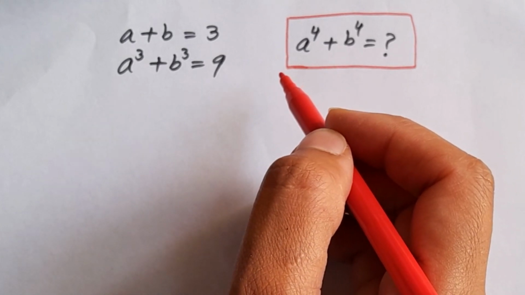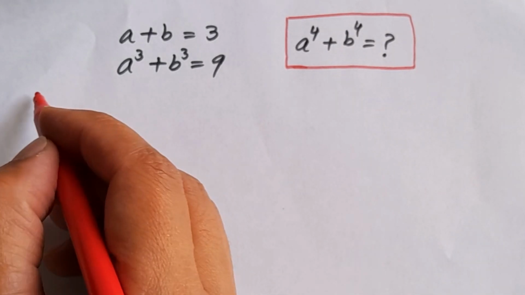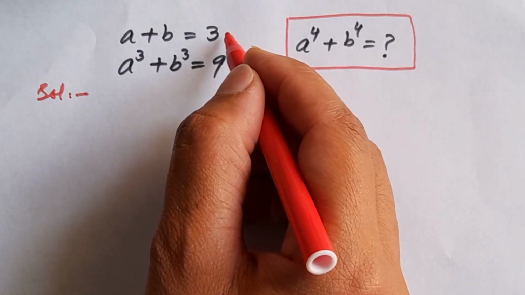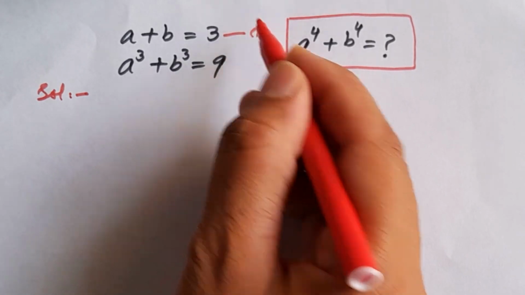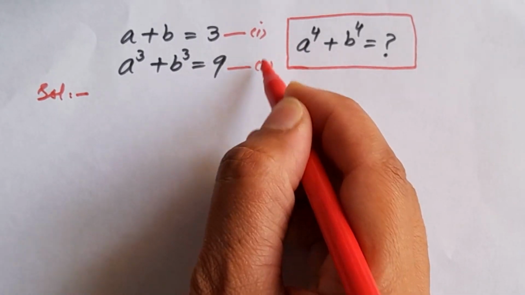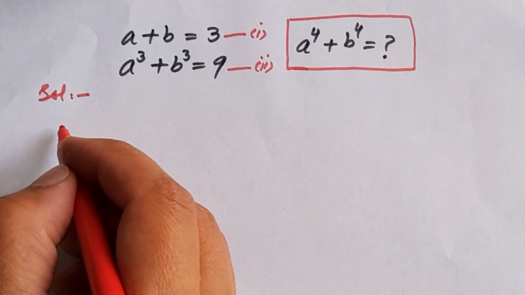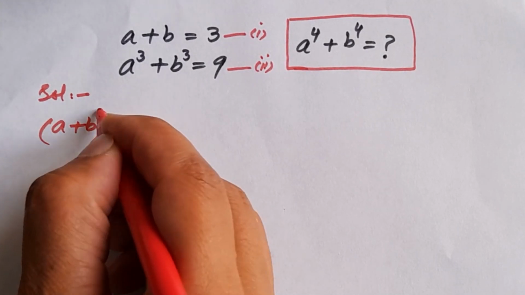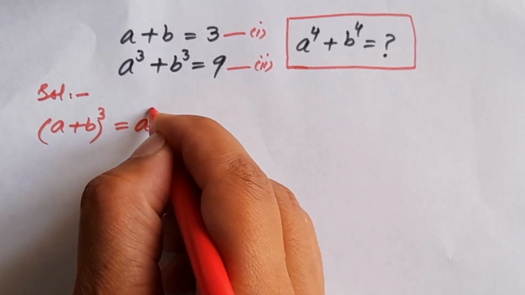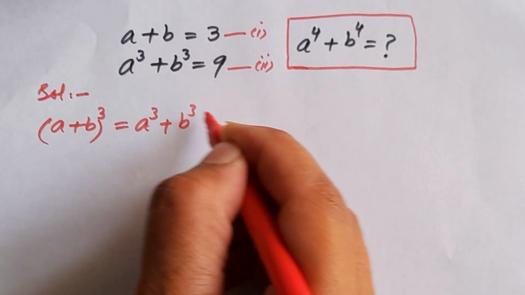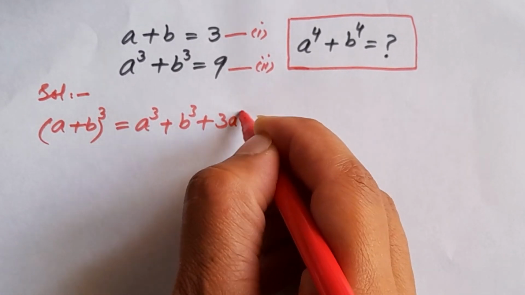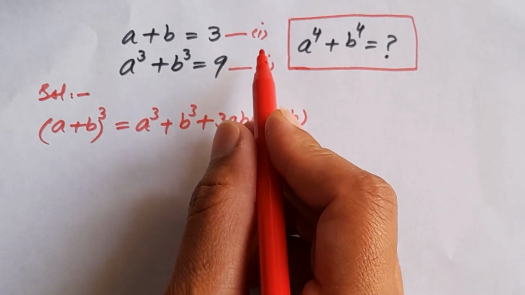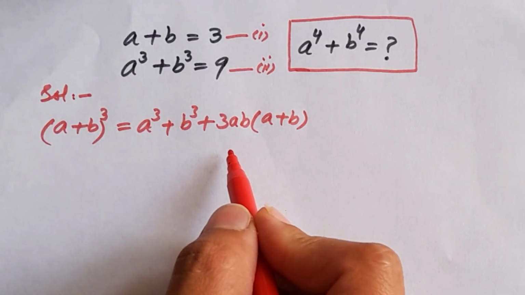Let's get started and see the solution. Let's name these equations as equation 1 and equation 2. We are going to use the formula of cube here, a plus b whole cube, which is equal to a cube plus b cube plus 3ab times a plus b. We are going to put in the values using equation 1 and 2.